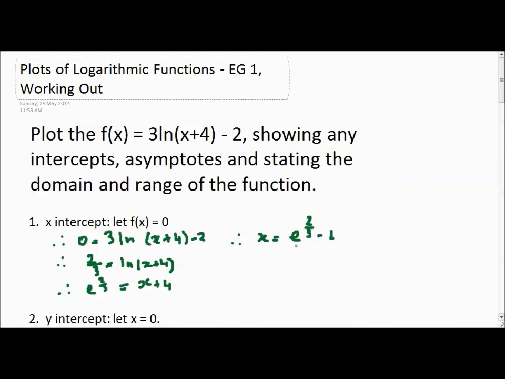Okay, so that's our x-intercept, which we should in fact write as a coordinate, and also approximately we could note that it equals negative 2.1. So let's just write it like that: (-2.1, 0), that's an approximation of course. Okay, so that's our x-intercept done.